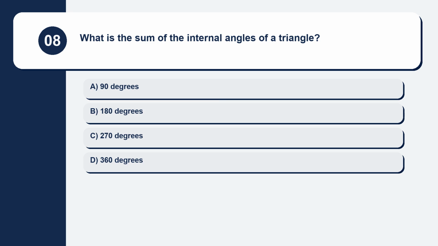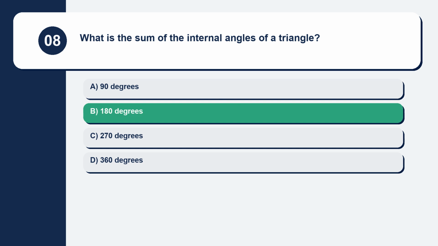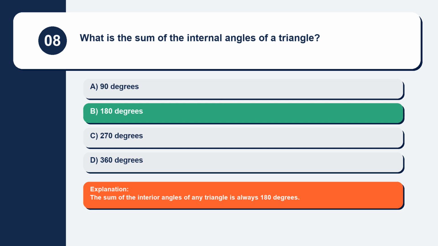Question 8. What is the sum of the internal angles of a triangle? 90 degrees, 180 degrees, 270 degrees, 360 degrees. The sum of the interior angles of any triangle is always 180 degrees.